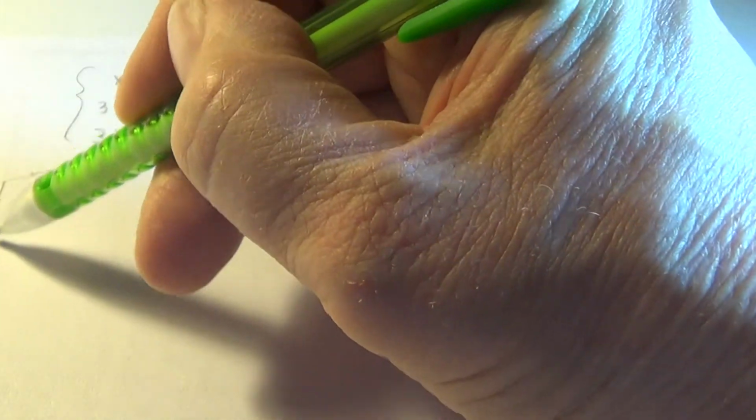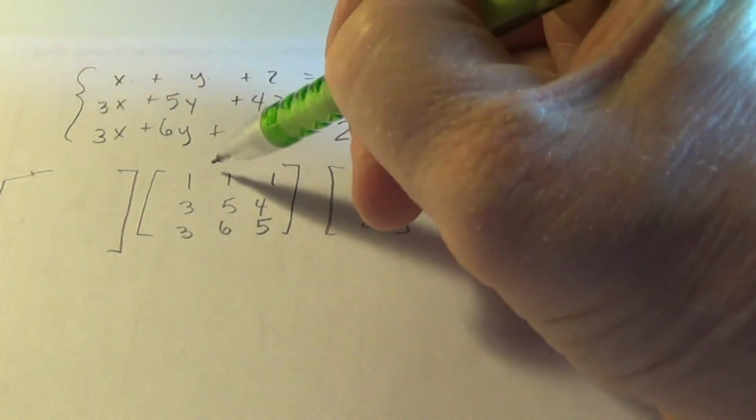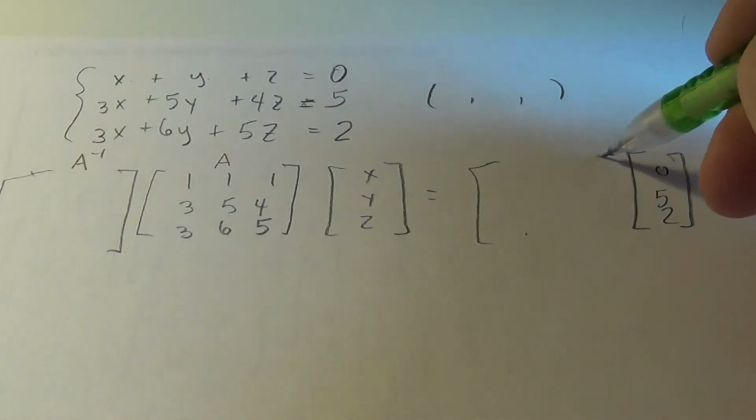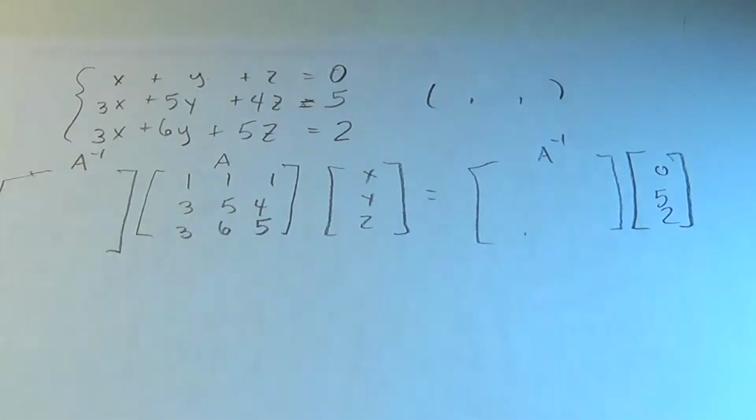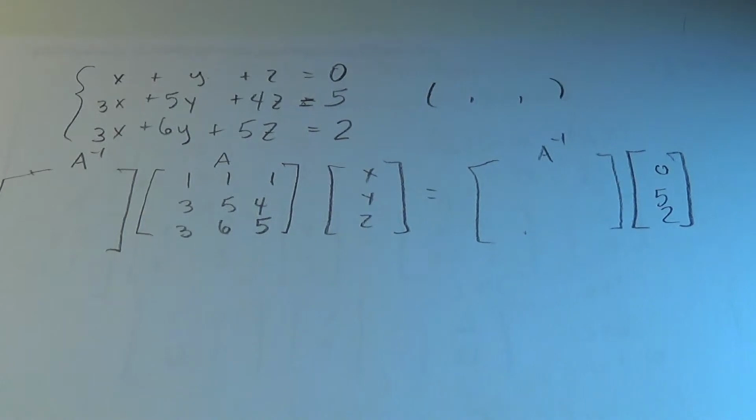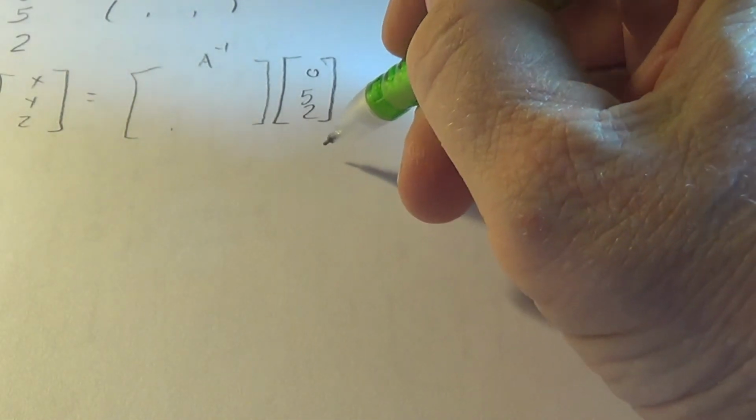Now, the strategy, like any equation, is to get rid of this and get the unknowns by themselves. So if this is matrix A, I'm going to multiply by the inverse, and the same on this side, I'm going to multiply by the inverse of A.